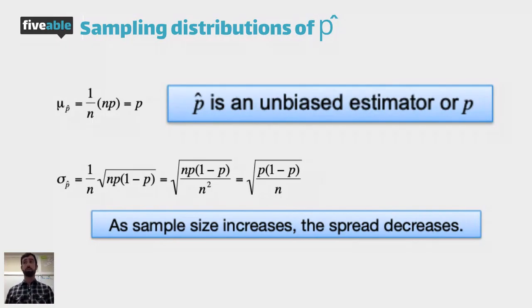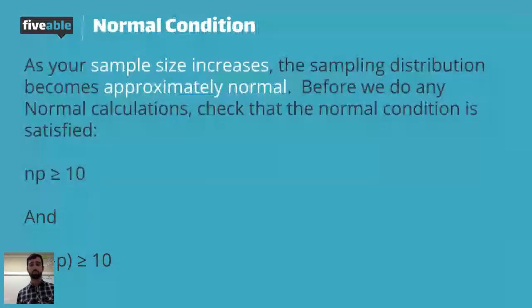There is a normal condition that needs to be met before we do any sort of normal calculations with a sampling distribution. What do I mean by that? Just like we can do normal calculations with a population distribution, we can do the same thing with the sampling distribution if the normal condition is met. If I get a whole bunch of samples and I plot them on a distribution, that again is a sampling distribution.